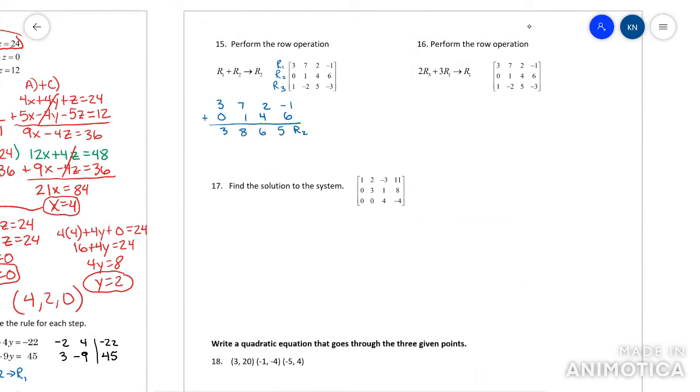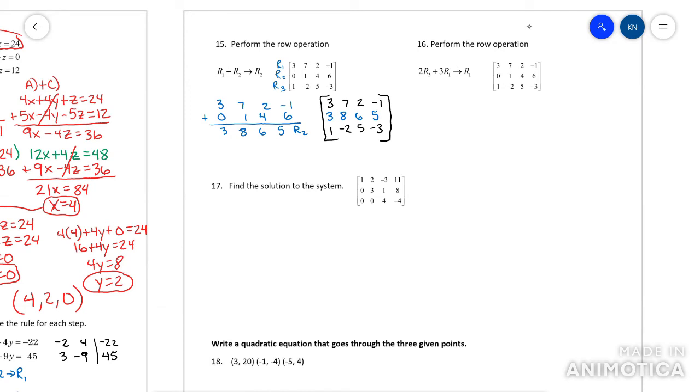Nothing else changed. So my answer here, 3, 7, 2, -1. Row 1 did not change. Row 2 is now 3, 8, 6, 5. Then row 3 did not change: 1, -2, 5, -3. Just like that.